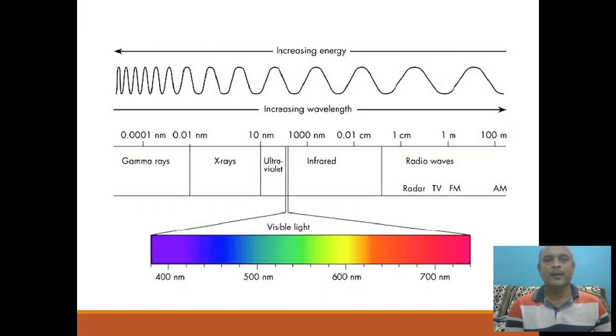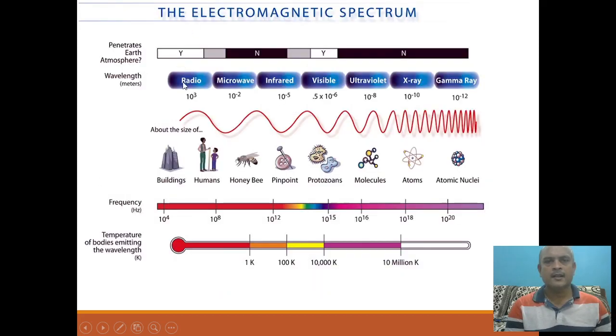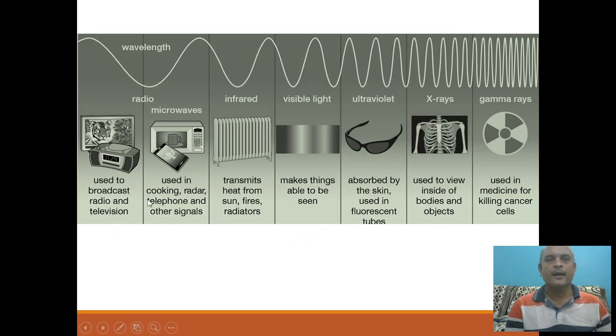This is another pictorial graph showing what the uses are, what the frequency range is, and what the temperature of the body emitting that wavelength is. If we want a certain type of wavelength, a material or substance must have a particular range of temperature. Now in another pictorial graph we can see the uses. What are the uses of radio waves? What are the uses of microwaves?